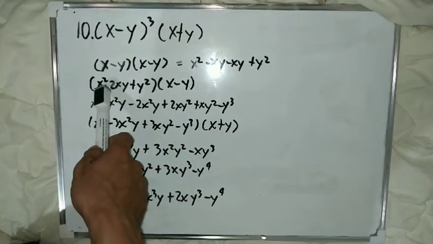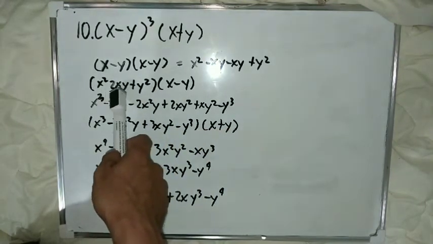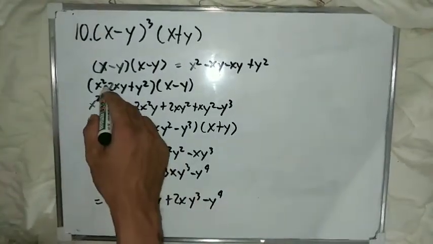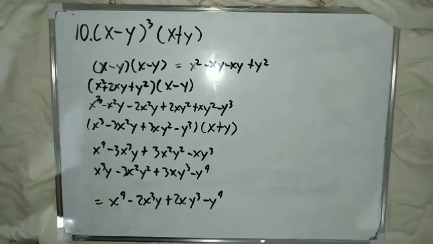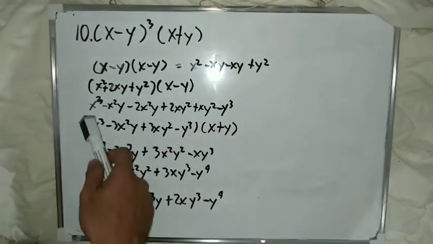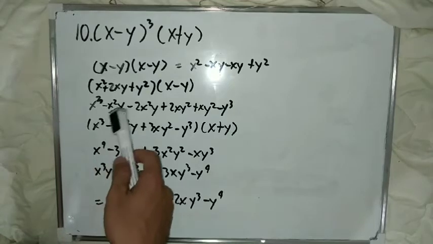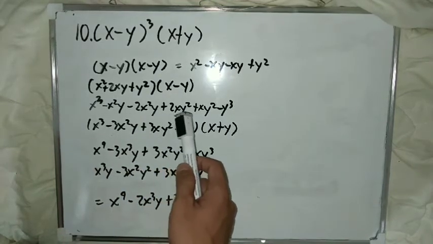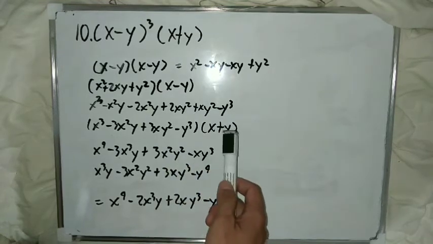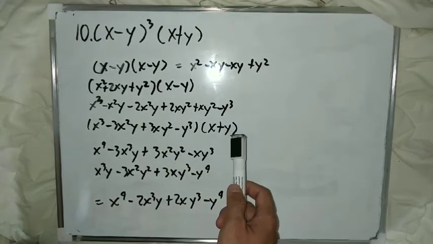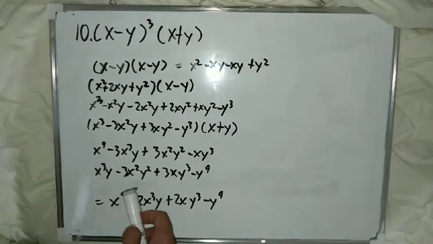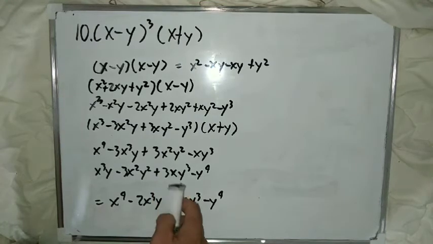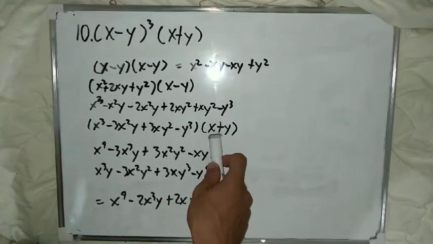So it should be x squared minus 2xy plus y squared. Then you multiply it to x minus y again. So the answer is x cubed minus x squared y minus 2x squared y plus 2xy squared plus xy squared minus y cubed. Then after you use the cancellation method, you multiply it to x minus y.